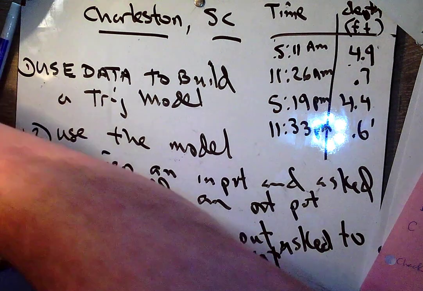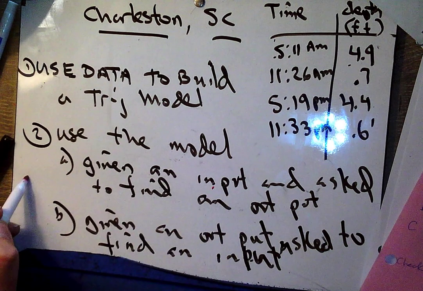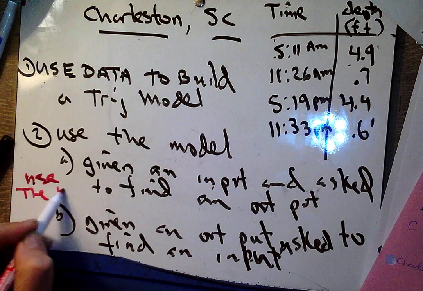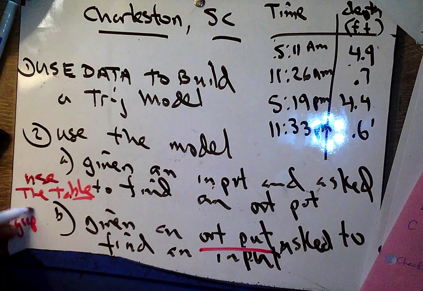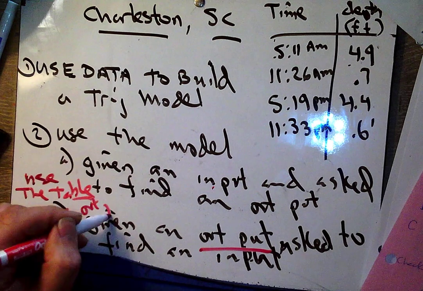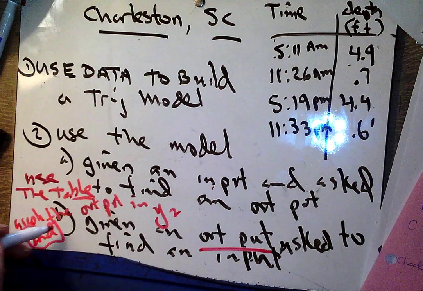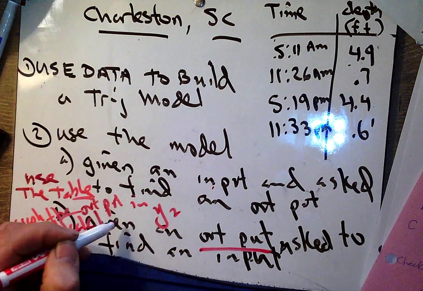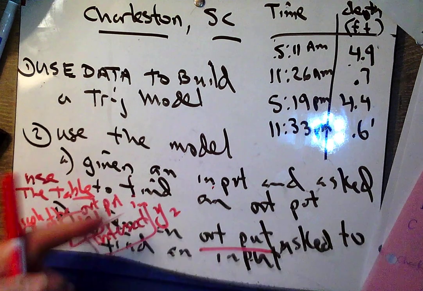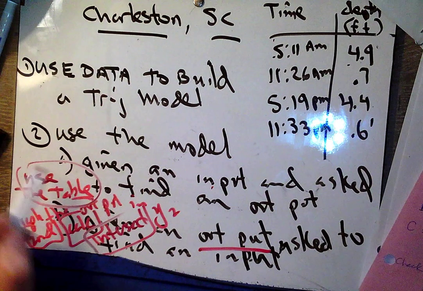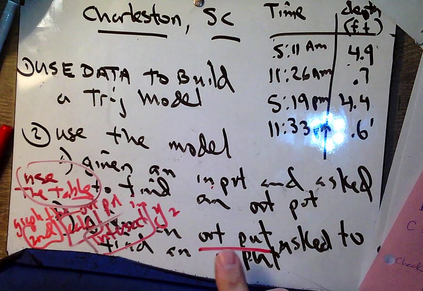And a word about these two types. I do them in a very particular manner once I've built the model. If I'm given an input, I usually use the table feature on my calculator. If I'm given an output, then I graph the output in Y2 and do second calc intersect. So use the table when you're given an input, and graph and second calc intersect when they give you an output.